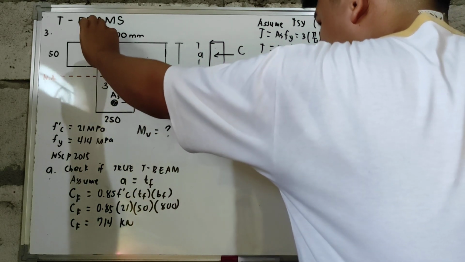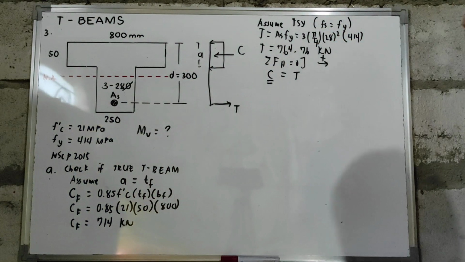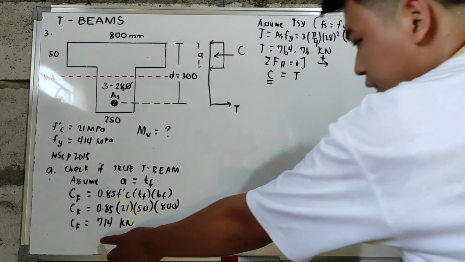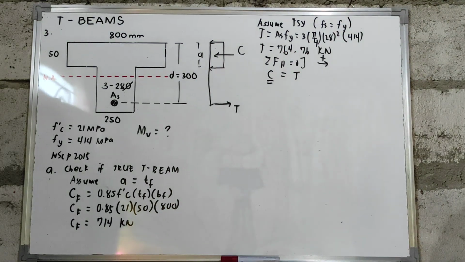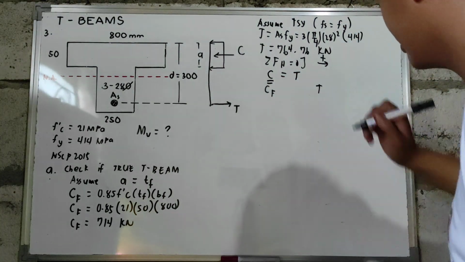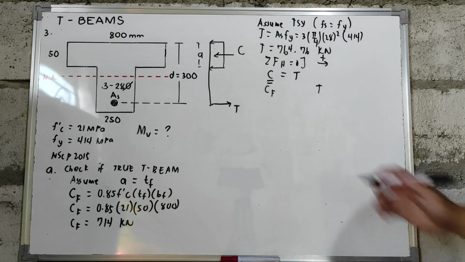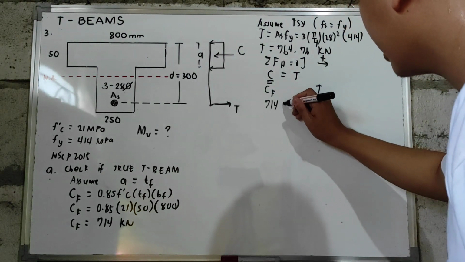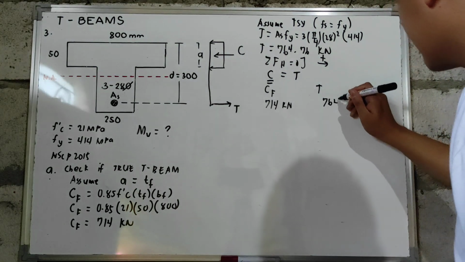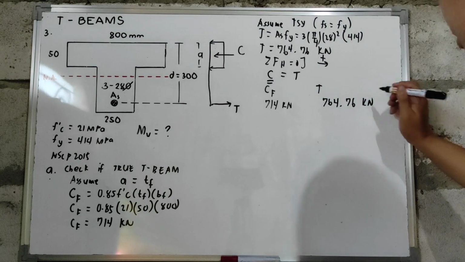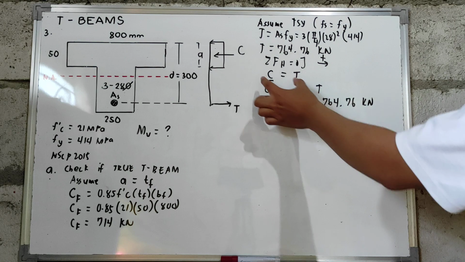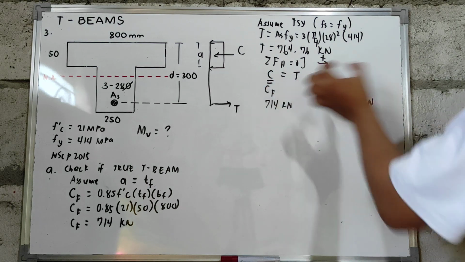or if it will be less than the thickness of our flange. So for that, we are going to compare our CF and our T. Our CF has a value of 714 kN. On the other hand, your T is 764.76 kN.